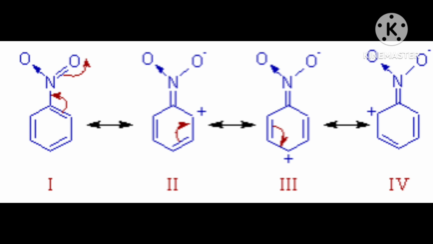Nitrogen is attached to the benzene, and from where N is attached, that carbon has a double bond. Only in the beginning the double bond is there. Now see, here also you will get 4 resonance structures. You only have to see the movement of electron, the displacement of electron.